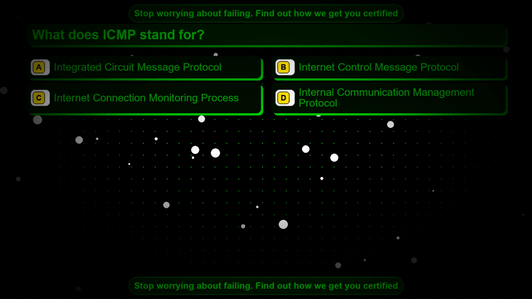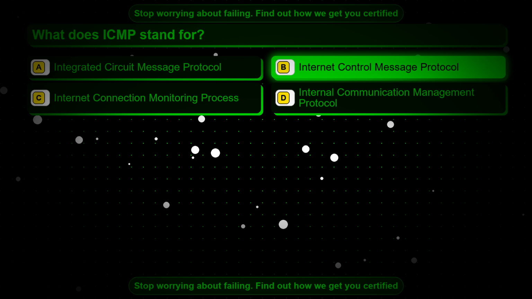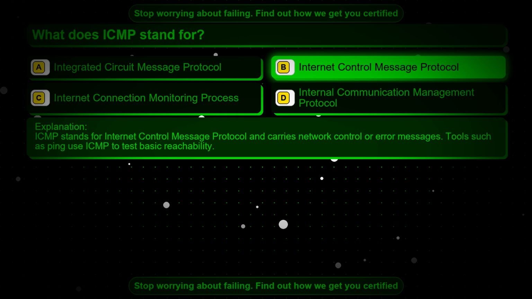Question 2. What does ICMP stand for? Option A, Integrated Circuit Message Protocol. Option B, Internet Control Message Protocol. Option C, Internet Connection Monitoring Process. Option D, Internal Communication Management Protocol. The correct answer is option B, Internet Control Message Protocol. ICMP carries network control or error messages. Tools such as ping use ICMP to test basic reachability.